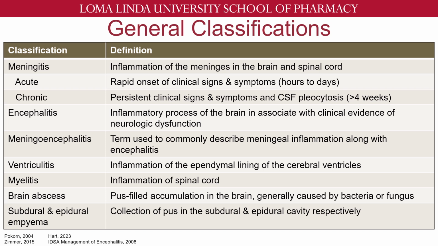Ventriculitis is inflammation of the ependymal lining of the cerebral ventricles. Myelitis is inflammation of the spinal cord. A brain abscess is where you have a pus-filled accumulation in the brain, and that's generally caused by a bacteria or fungus. And then you can also have subdural and epidural empyemas, which is a collection of pus in the subdural and epidural cavity, respectively.